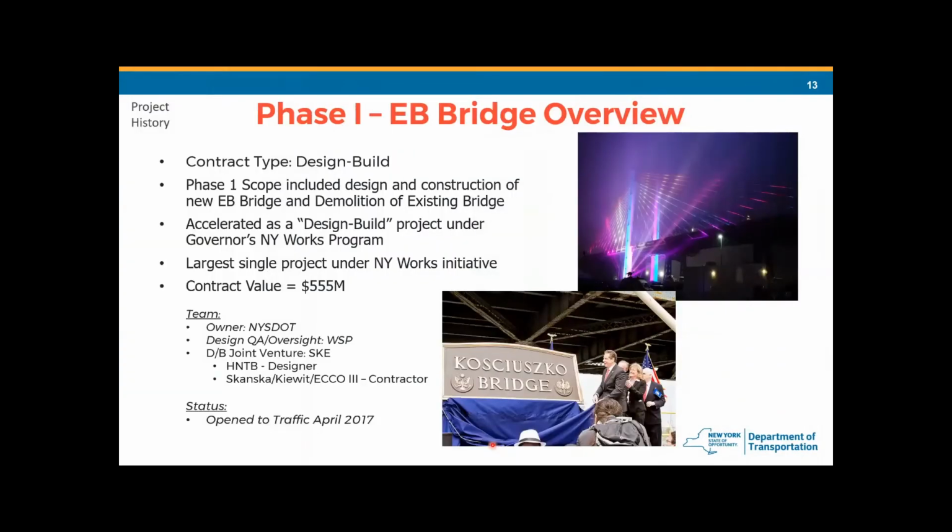The phase 1 eastbound bridge, again, is a design-build project. The contract value is $555 million. It's under the Governor's New York Work Program. It was designed by HNTB and constructed by SKE. WSP provided design, QA, and oversight for this project. The bridge system was opened to traffic in April 2017.